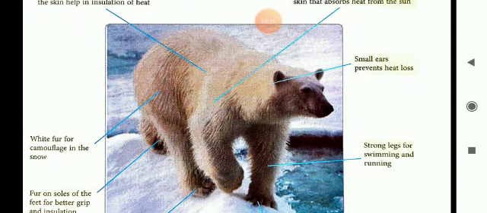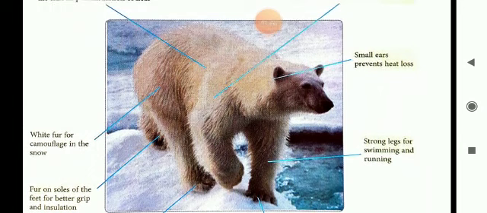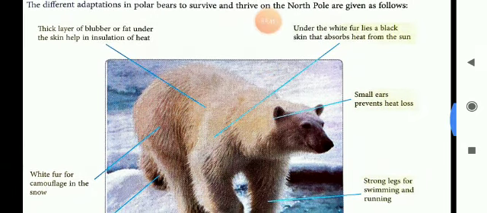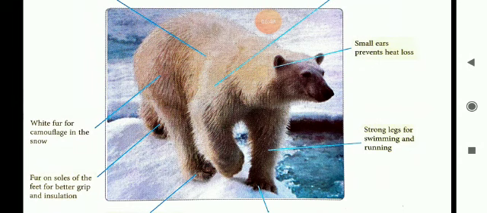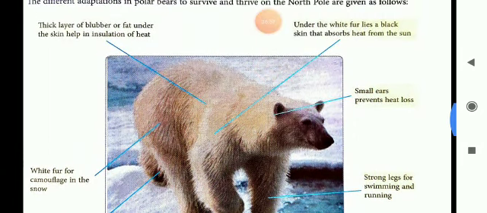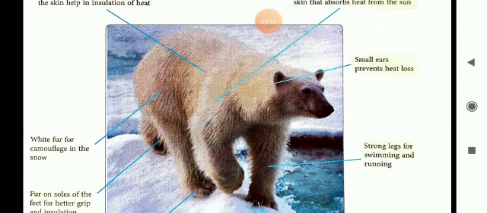Camouflage means to mix up with the snow so that other animals do not attack it. And under the white fur there lies a black skin that absorbs heat from the sun. Then fur on the soles of the feet for better grip and insulation. Then the polar bear has small ears, very small ears you can see here, which prevent heat loss so that the heat cannot be lost from the body and it feels warm. And strong legs for swimming and running.